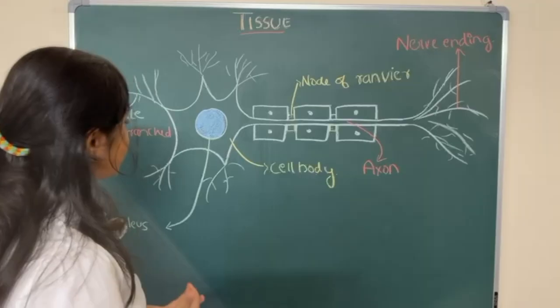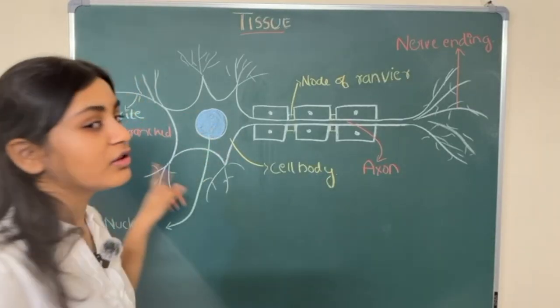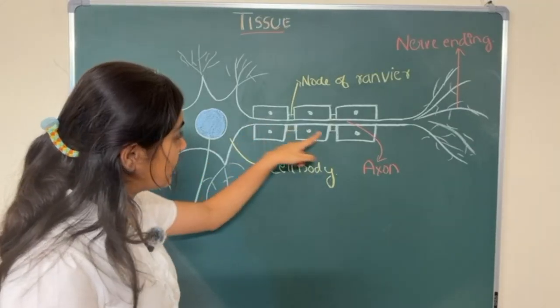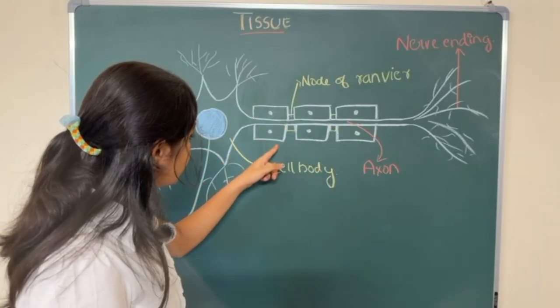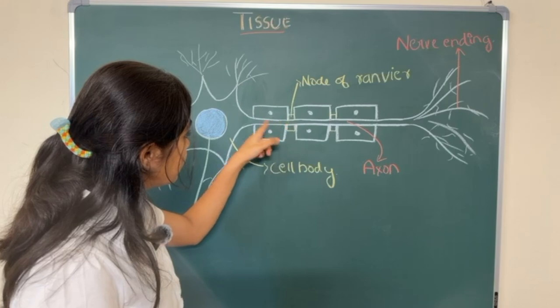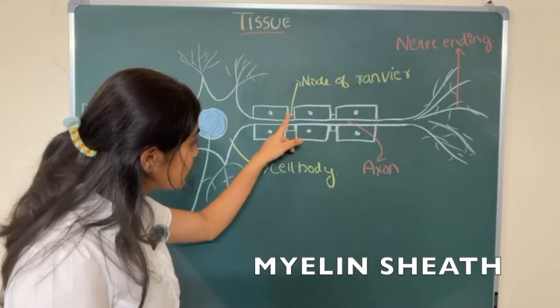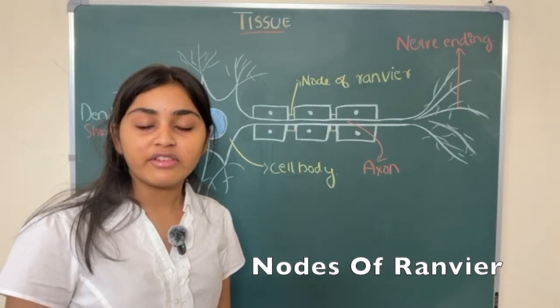So one more thing here: this is the cell body and this is the nucleus of the neuron. After the nucleus, this is our axon. On top of the axon there are these box-like things, called the myelin sheath. Between these myelin sheaths there are a few gaps. That gap is called the node of Ranvier.